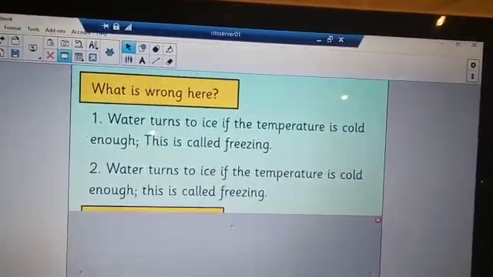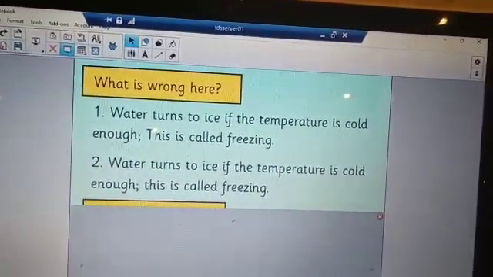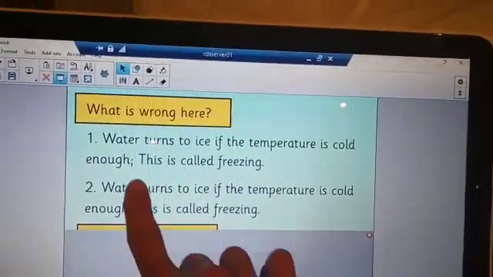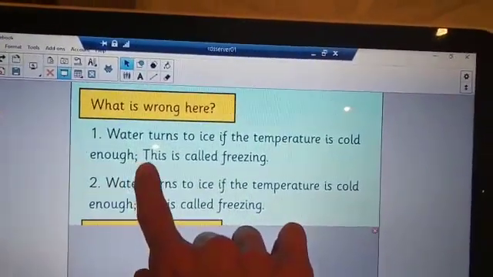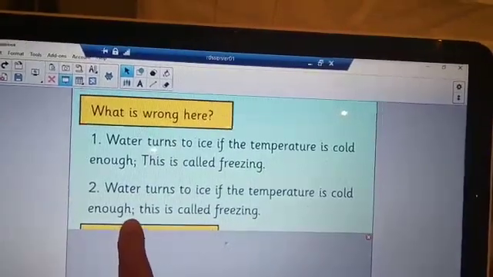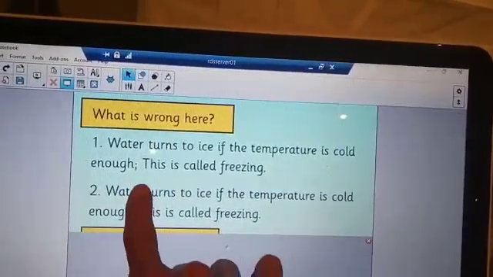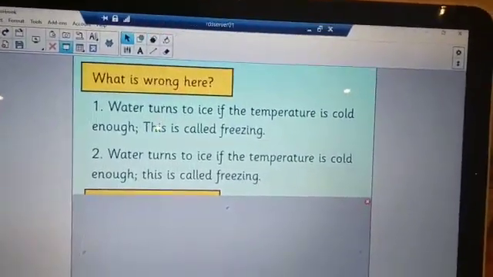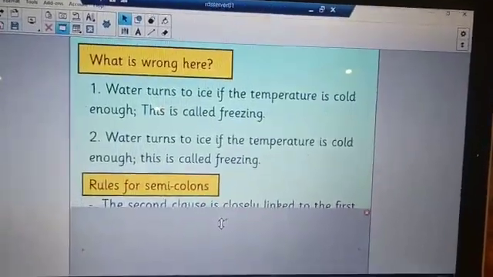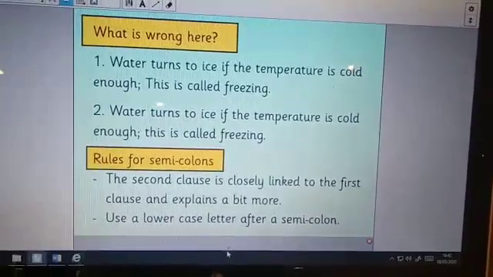What's wrong here? Water turns to ice if the temperature is cold enough. This is called freezing. They both say that. Can you see? Here's our semicolon, and in number 1 there's a capital letter afterwards, whereas in number 2, it's a lowercase letter. This is correct. This is incorrect. Remember, you always use a lowercase letter after a semicolon. And remember that the second clause is linked to the first clause.